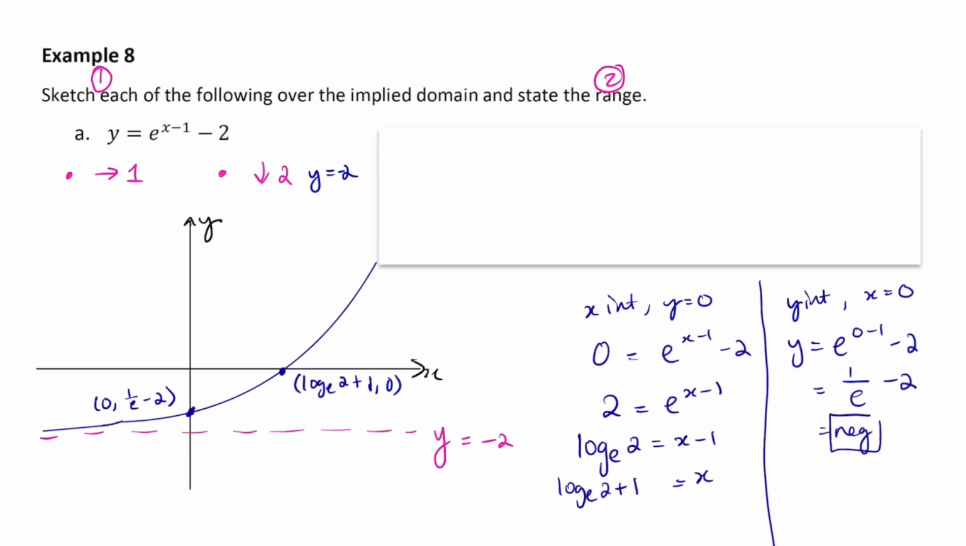Okay, the last thing we need to do is state the range of this. So the range in terms of the y values, well, the smallest y value I can see is -2, and the largest I can see is infinity.